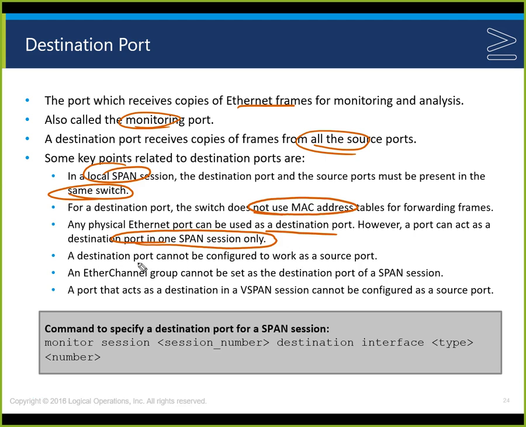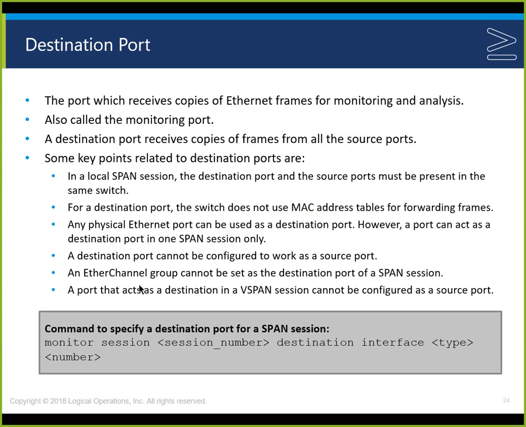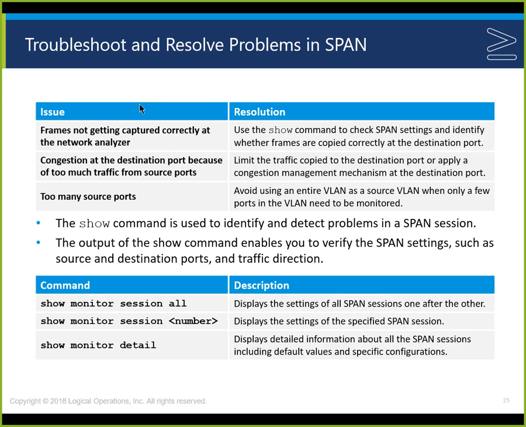It cannot be configured to work as a source port, so the destination and source have to be separate. An EtherChannel cannot be set as a destination port in a SPAN session, and a port that acts as a destination in a VSPAN session cannot be configured as a source port. It's the same thing again. The source and the destination have to be separate ports. We can't have a source as a destination, and the EtherChannel cannot be set as a destination.